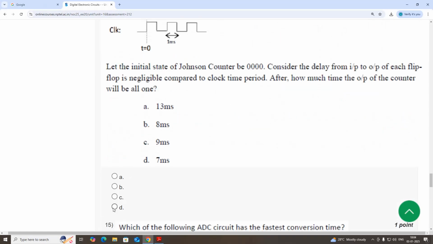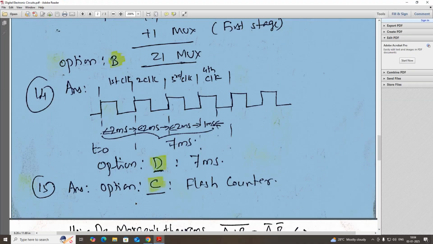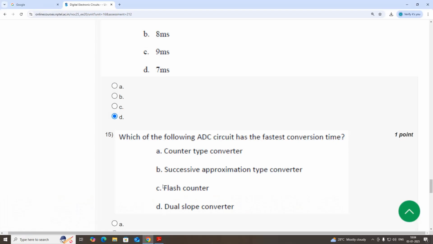Fifth one, which of the following ADC, analog to digital converter, is fastest? So it is option C, flash converter.